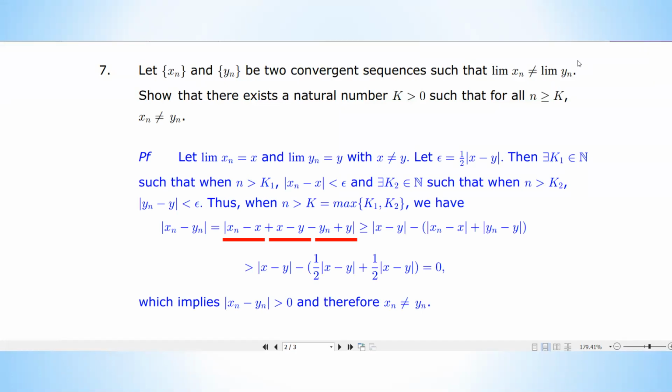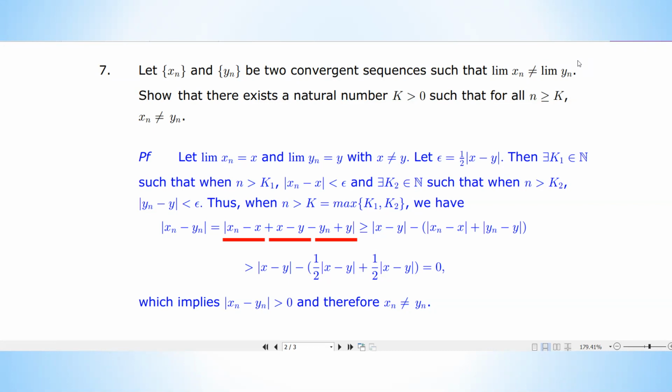Okay, basically you see that you're assuming x and y, the limits, are not equal. So therefore you take half of the distance as your epsilon. So when n is large enough, you can see that both xn minus x and yn minus y will be less than this epsilon. So this epsilon equals half of the distance. And now the key is that when n is larger than k, okay, you are going to have the following inequality, which will give you the result.